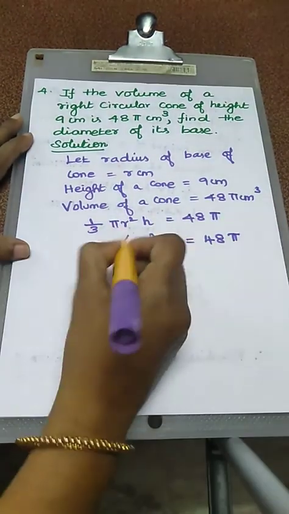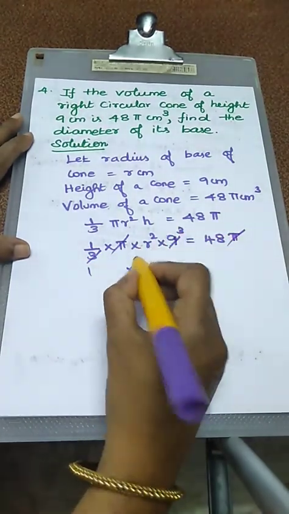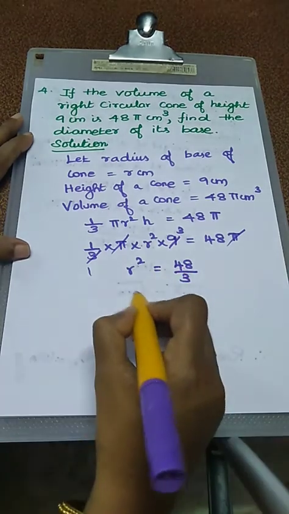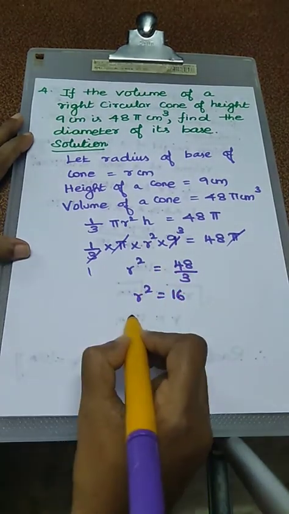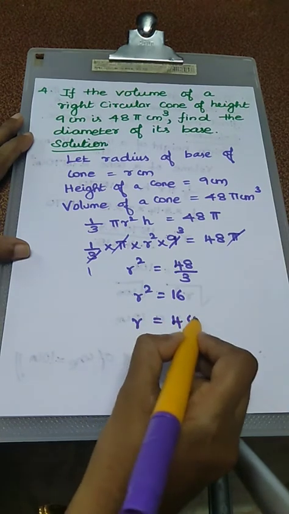Now cancel the value. Pi cancel. 3 1s are 3, 3 3s are 9. So change the value to RHS. R square is equal to 48 by 3. So r square is equal to 16. Taking square root on both sides, we get the value r equal to 4 centimeter.